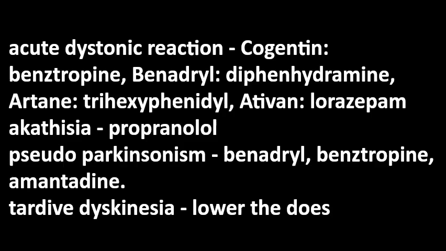Acute dystonic reaction: painful muscle spasm of eyes, face, neck, back, throat. Oculogyric crisis: eyeballs go back and can't come back. Torticollis: head goes to one side and can't come back. Relief of acute dystonic reaction: Cogentin, benztropine; Benadryl, diphenhydramine; Artane, trihexyphenidyl.